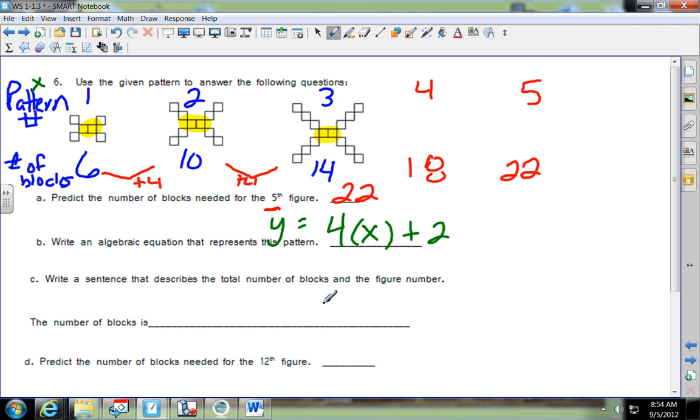Write a sentence that describes the total number of blocks and the figure numbers. The number of blocks is 4 times the pattern number, or the figure, since it wants us to use figure number, times the figure number, plus 2.